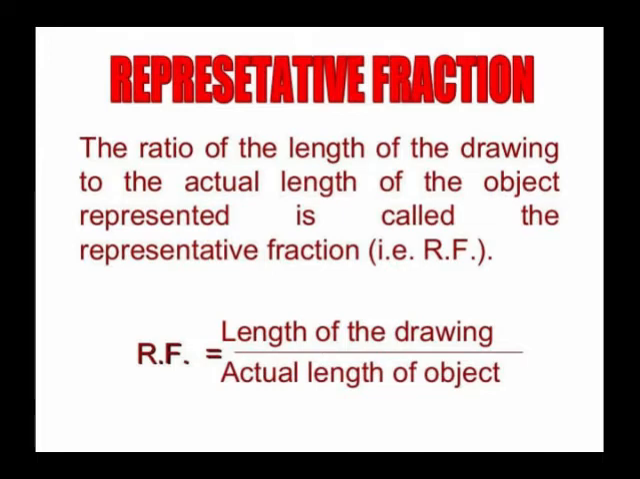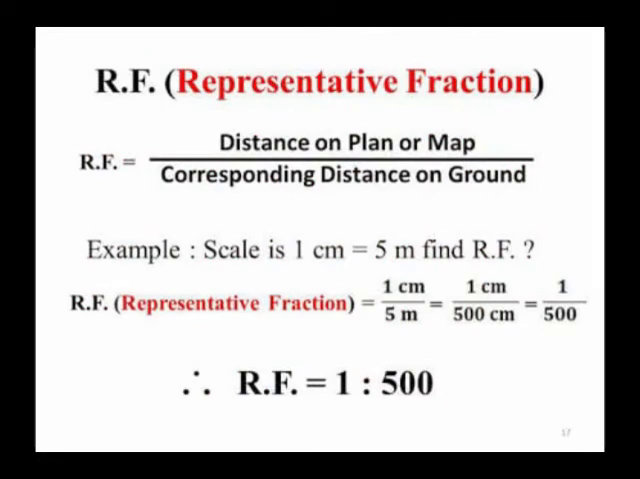Now let's see an example. As RF is the distance on map upon the corresponding distance on the ground, and for example here a scale is given, 1 centimeter is to 5 meters, and we have to find the RF. So RF is 1 centimeter upon 5 meters. Now we'll convert 5 meters into centimeters, which will come to 500 centimeters, and the ratio will be 1:500. Hence the RF will be 1:500.